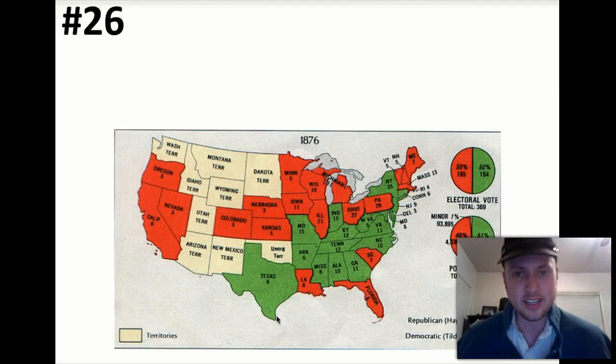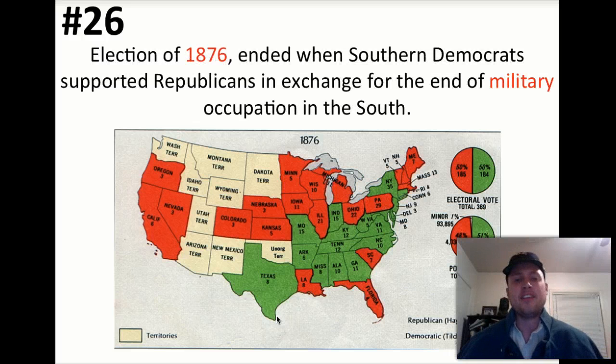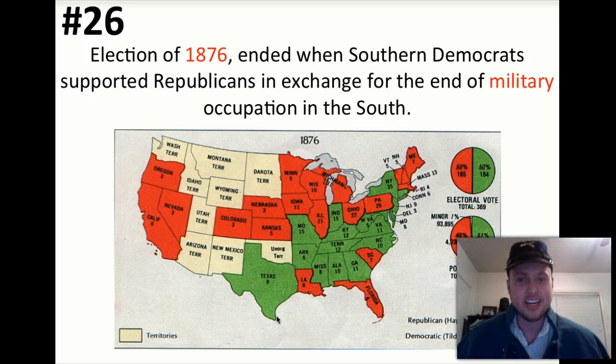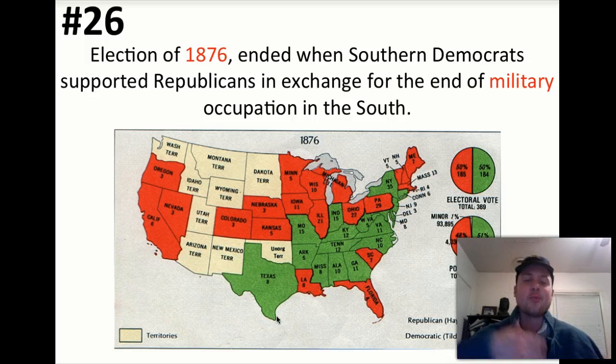All right, question 26. Reconstruction's got to end, right? The election of 1876 ends Reconstruction. Here's what happens. It was a close one, so close. And Southern Democrats supported Republicans. They supported new President Rutherford B. Hayes. And they said, okay, we're gonna vote for you.